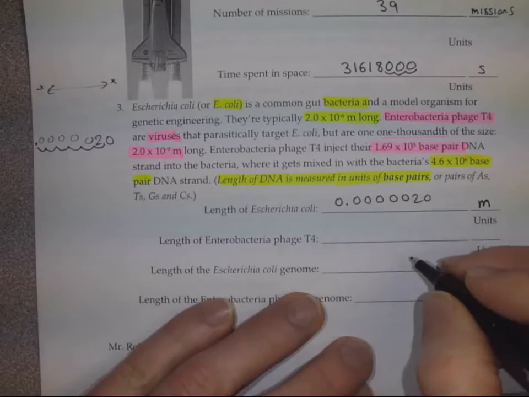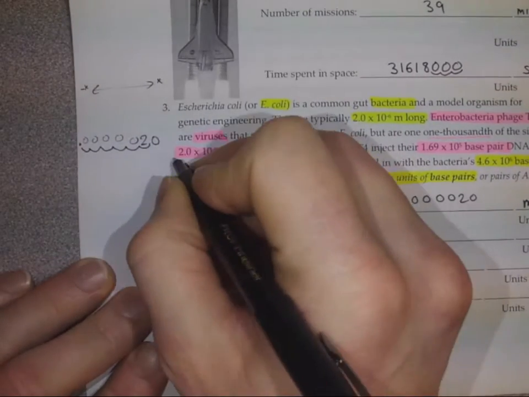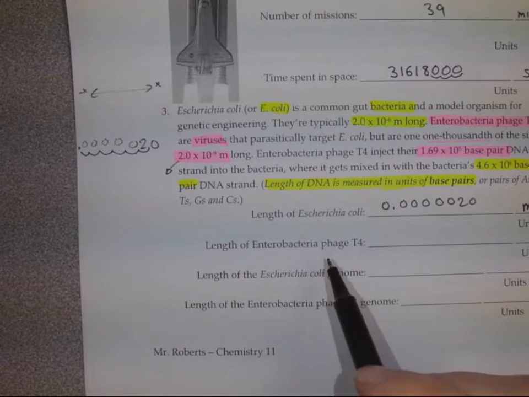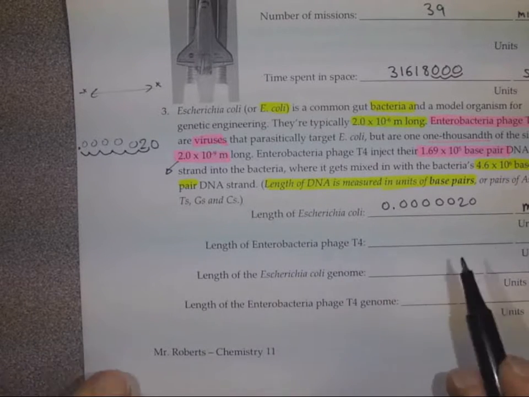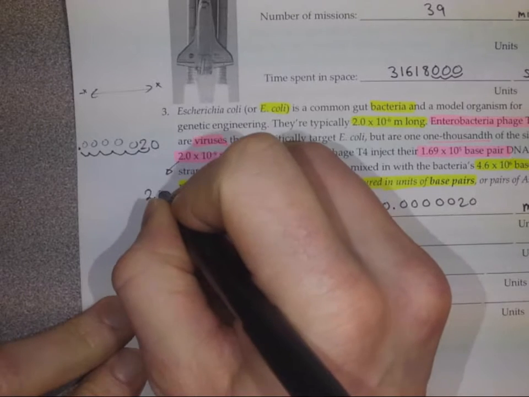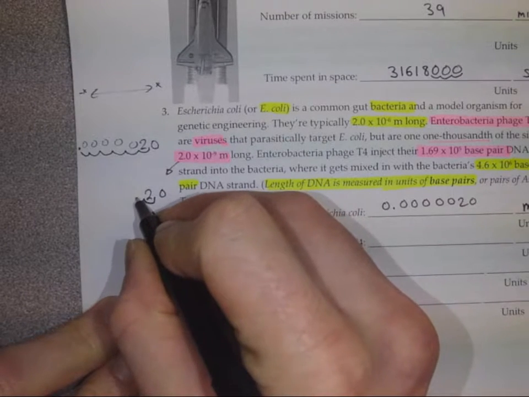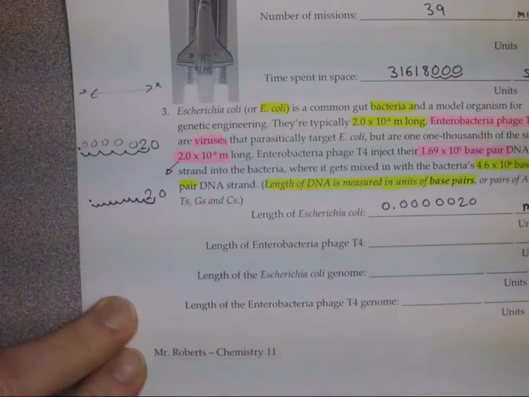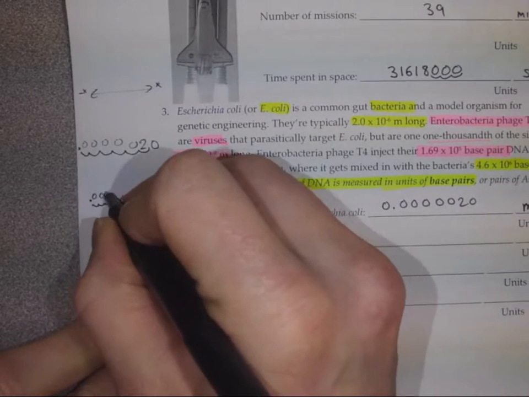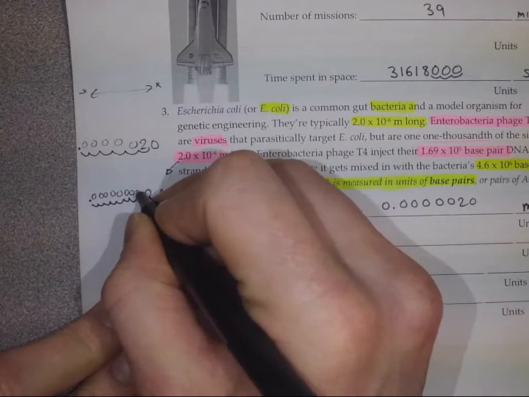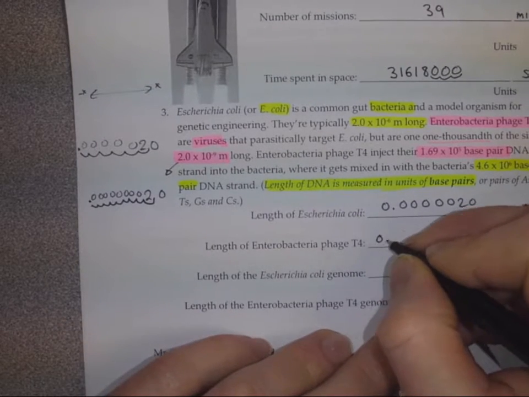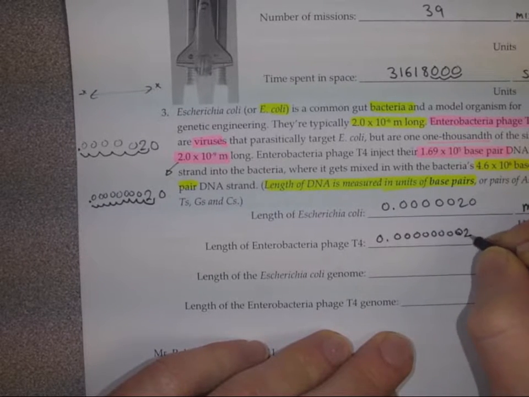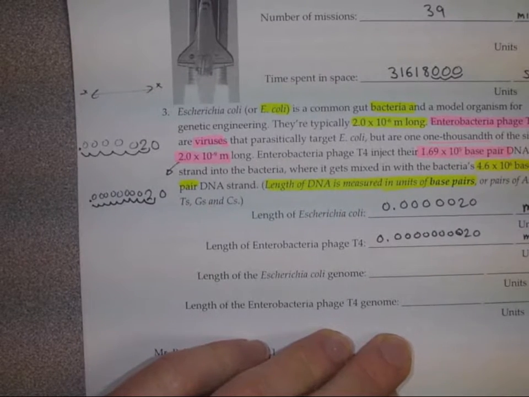Anyways, let's move along. So now we're going to talk about the length of Enterobacteriophage T4. All right, so we'll still start at that 2.0, and we'll shift that decimal place once, twice, thrice, 4, 5, 6, 7, 8, 9. Put the decimal place there, and we'll have 1, 2, 3, 4, 5, 6, 7, 8 zeros to the left of the 2, and also in units of meters.